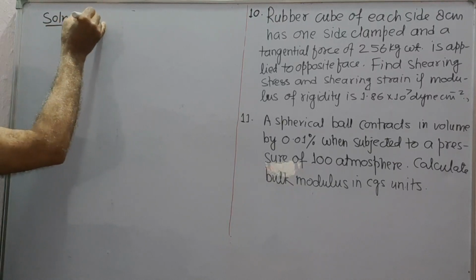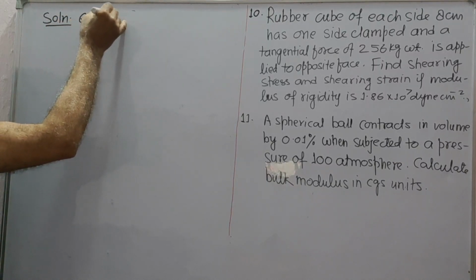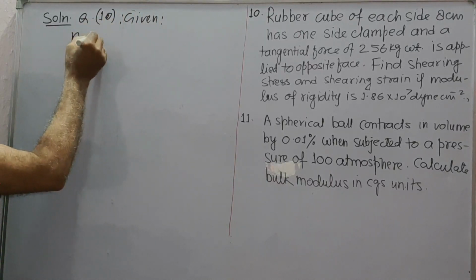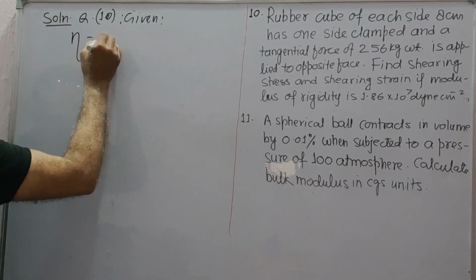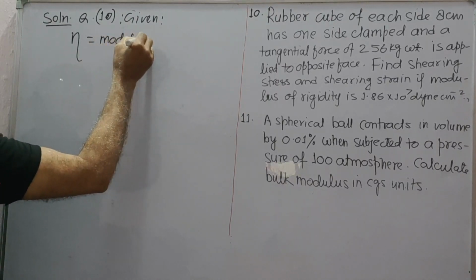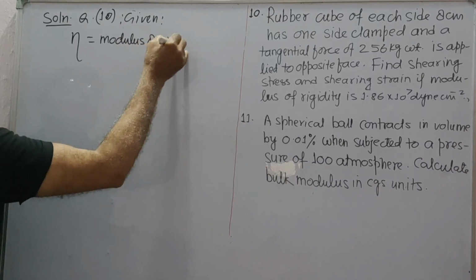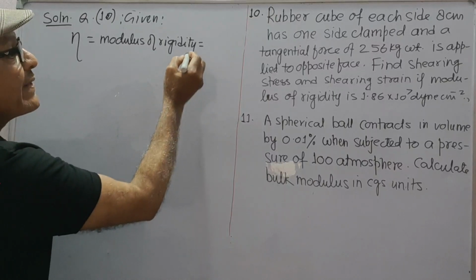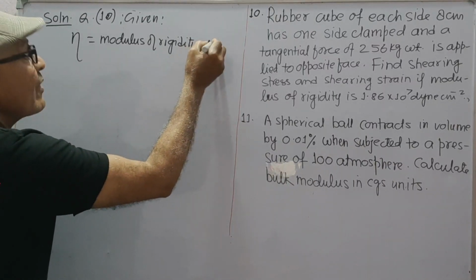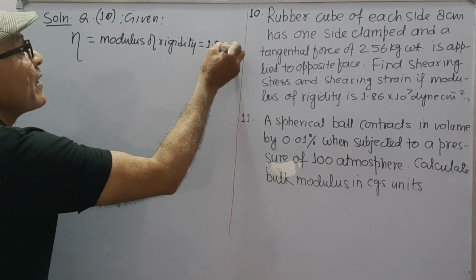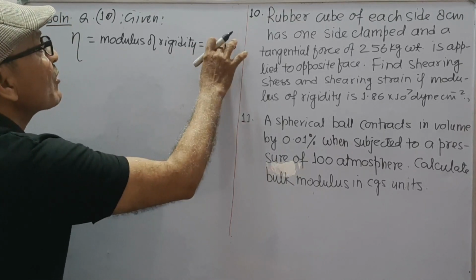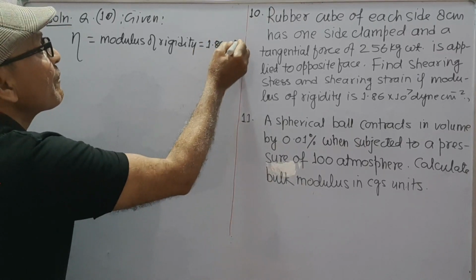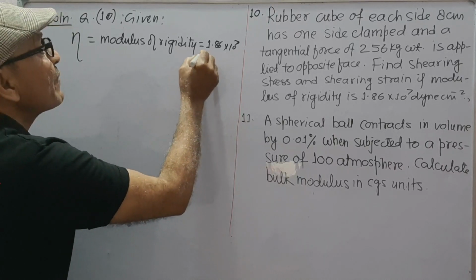Solution to question 10. Given. Modulus of rigidity is 1.86 into 10 to power 7 dyne per cm square.